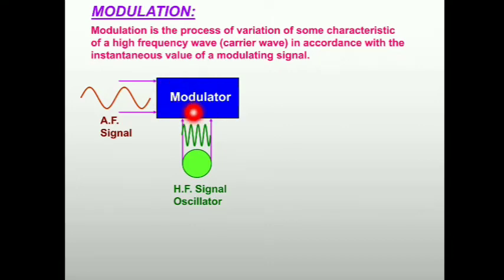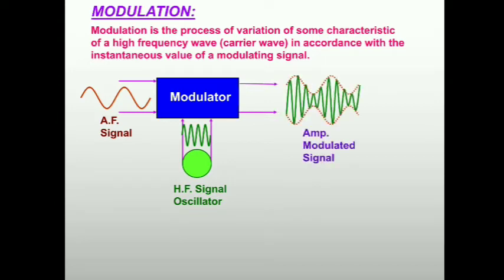Finally the modulator gives some output, the modulated signal. Which signal? Modulated signal, right? So high frequency signal and audio frequency signal are combined in modulation. This modulation process takes place, so it will give a modulated signal. This is the output of the modulator, the modulated signal, right?